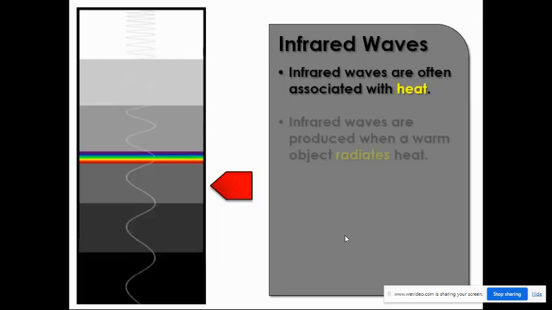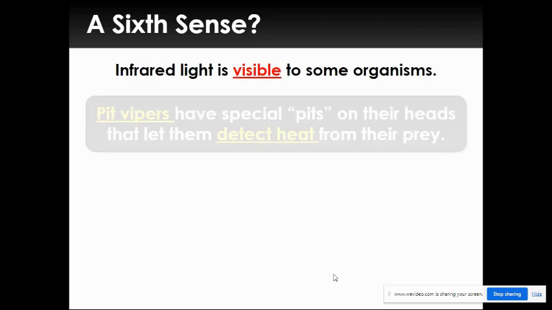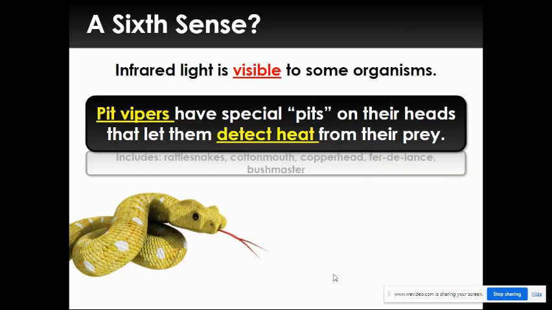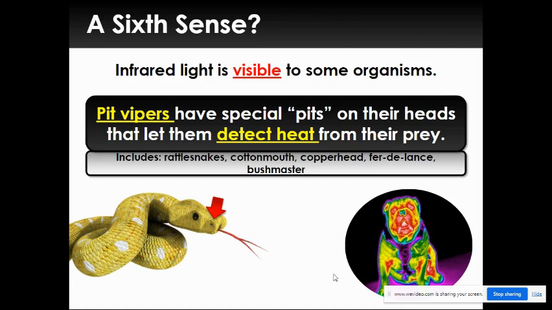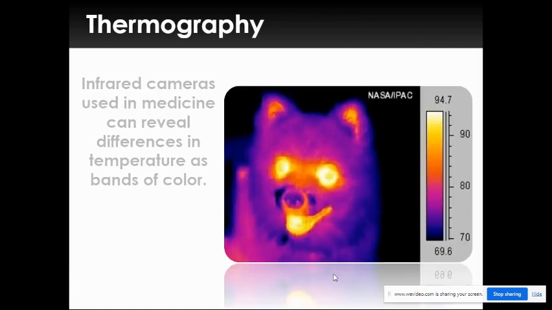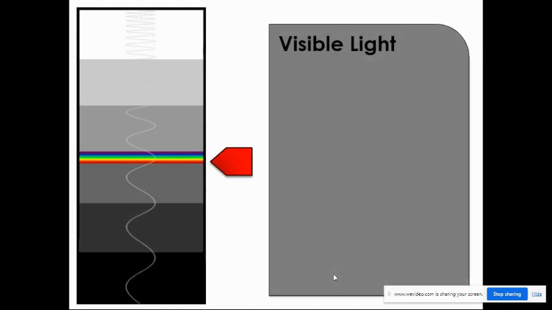Finally, infrared. Infrared is what we think of as heat. What's it used for? Remote controls use infrared, thermographs and heat sensing. Some animals see infrared, like snakes. Pit vipers have special pits that detect heat. Infrared cameras.